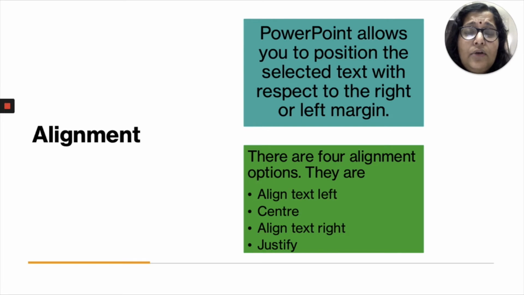Let's go through the different options for alignment. There are 4 alignment options. They are align text left, center, align text right, and justify. Align text left: if you want all the text on the left side, then you have to go for that option. Center: if you want the text in the middle, then you have to go for the center option. Align text right: if you want to start from the right side, then you have to take that option. Then the last one will be confusing for you. It is called justify. I'll give the explanation in a further slide.